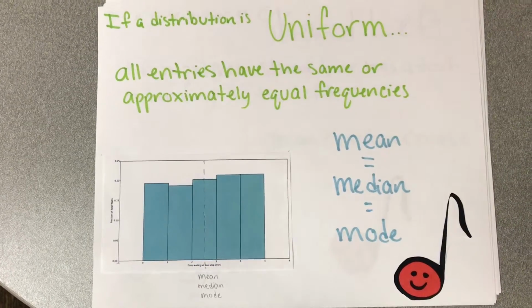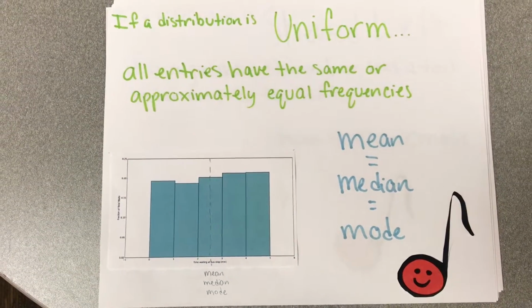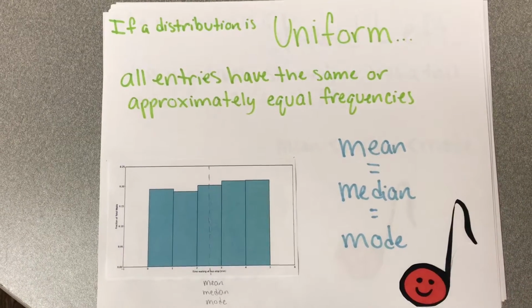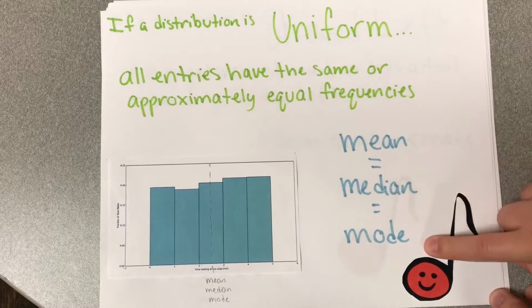The next shape of a distribution is uniform. If a distribution is uniform, all entries have the same or approximately equal frequencies. Since a uniform distribution is also symmetric, the mean equals the median equals the mode.